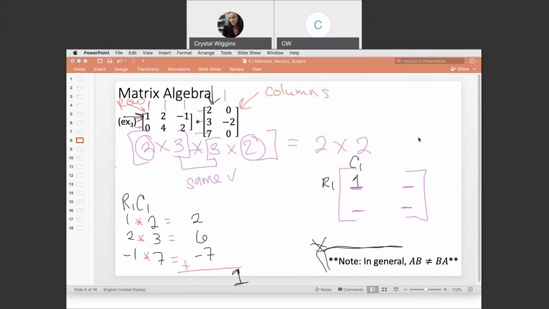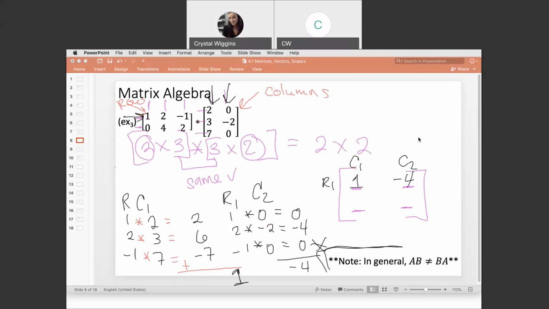So now we need row 1, column 2. Well, row 1 is still the same thing, 1, 2, negative 1. But column 2 is here, so we're going to use 0, negative 2, 0. Multiply straight across. And we get 1 times 0 is 0, 2 times negative 2 is negative 4, negative 1 times 0 is 0. Add it all up. Our row 1, column 2 element is going to be negative 4.